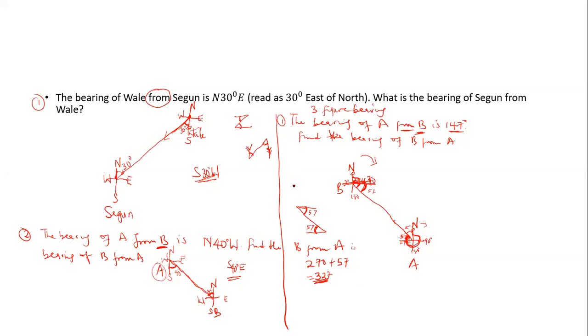So that is simply what we mean by three figure bearing and compass bearing. So you can see the difference between the two. For the three figure bearing, we make use of 0 to 360, and we measure it from the north up to the line that is going to that particular point. So you measure it in a clockwise manner. And for the compass bearing, you make use of your four cardinal points. So that is how we do that. So let's move on.